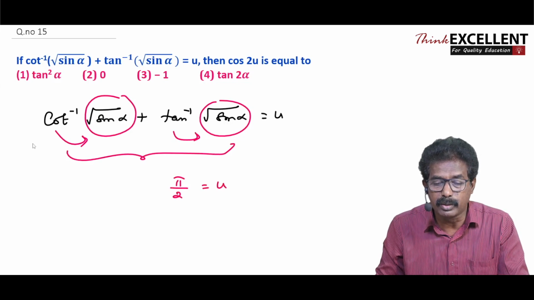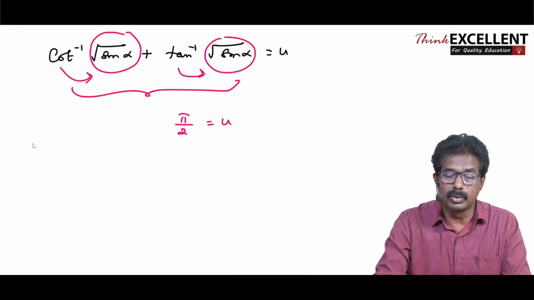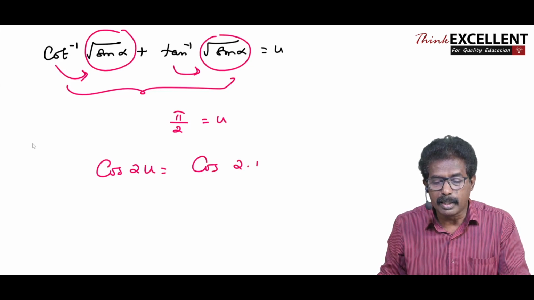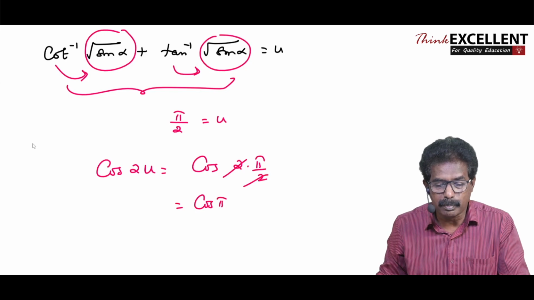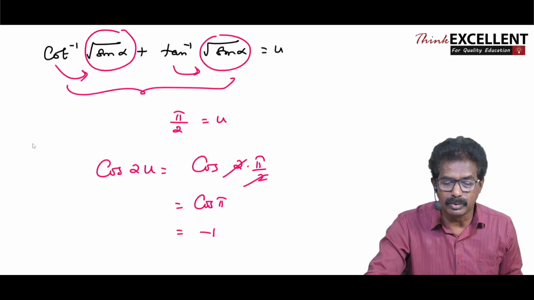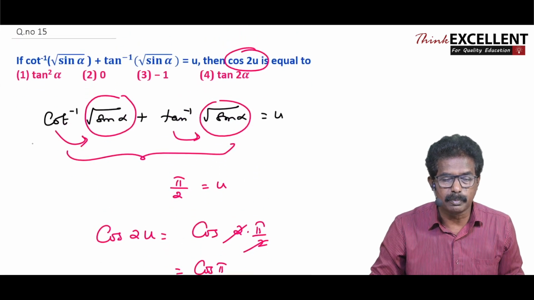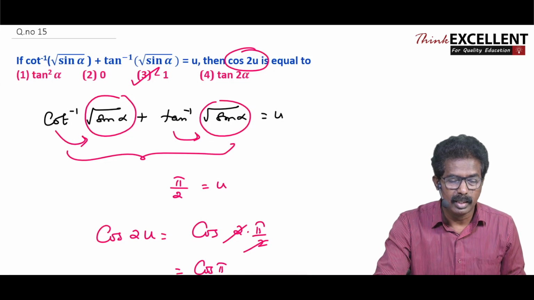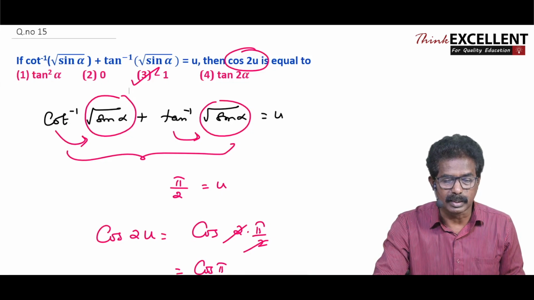They didn't ask you to find u. They asked to find cos 2u. So that is cos 2 into u value pi by 2. The 2 cancels, and you are getting cos pi. Remember, cos pi value is minus 1, sin pi value is 0. Your answer is cos pi, option number 3. That is question number 15. Now let's move on to question number 16.